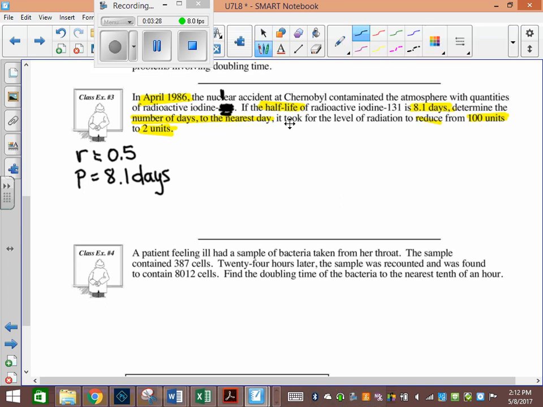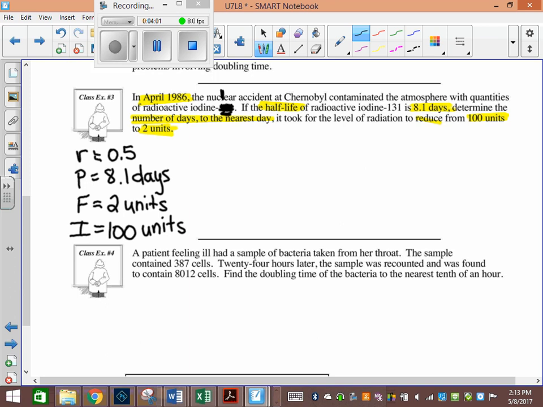So, what's my final? 100 or 2? 2, because it's going from 100 to 2. My final needs to be smaller, you guys. It's halving. If it's halving, that means it's going from something bigger to something smaller, right? So my final is going to be the smaller number. So my final is 2 units, and my initial is 100 units.